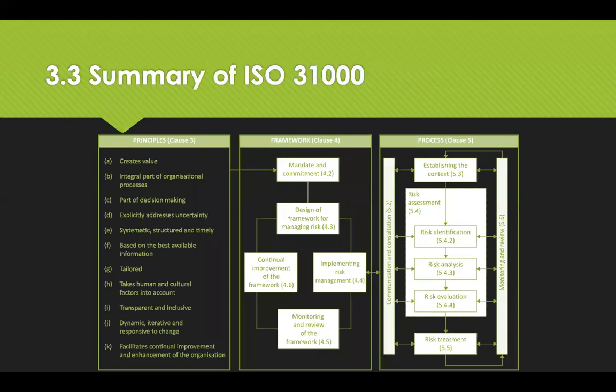And this page just shows you a summary of what you might see in ISO 31000. Feel free to pause it at this stage and have a look at some of the content on here. You can see on the right hand side, for example, the risk identification, the analysis and the evaluation. And we're going to talk in a bit about the risk treatment.